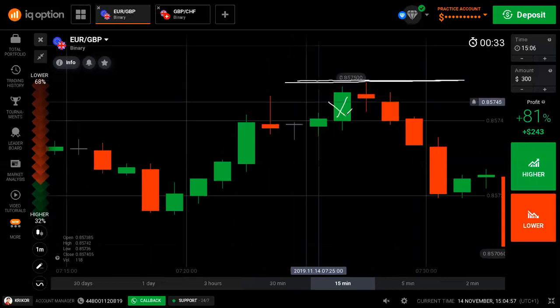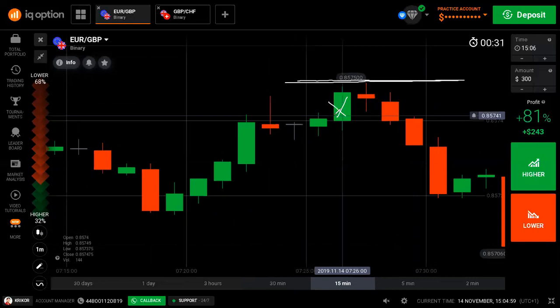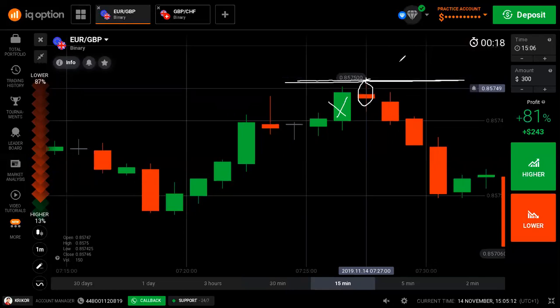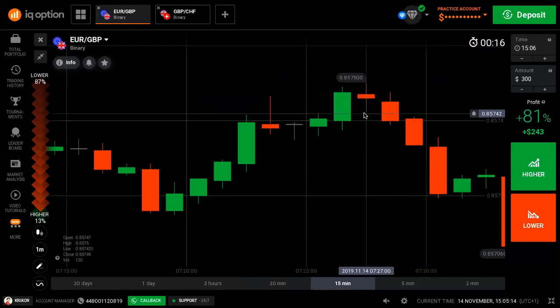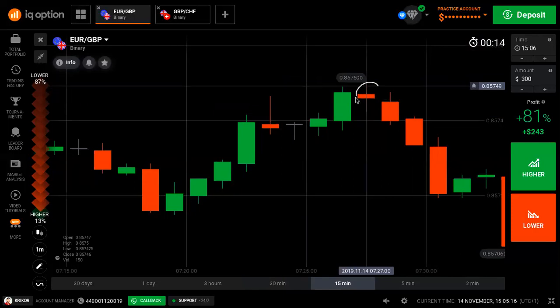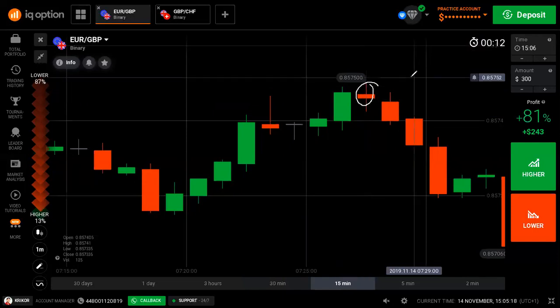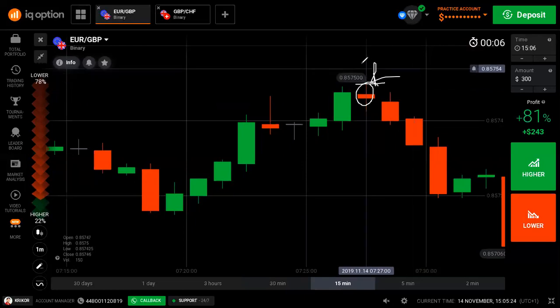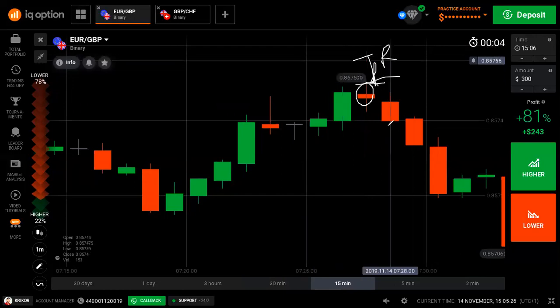This green candle is not a touch. This red candle is the touch. And this red candle, the touch, is also a reversal candle. What kind of a candle is it? This candle. Spinning top. So it is the touch candle and it's also the reversal candle. So this is a TR candle.